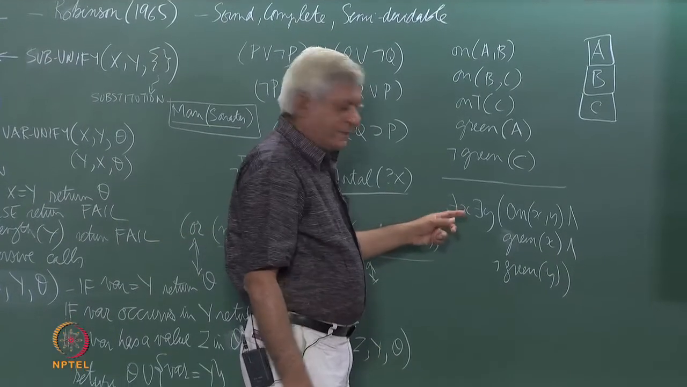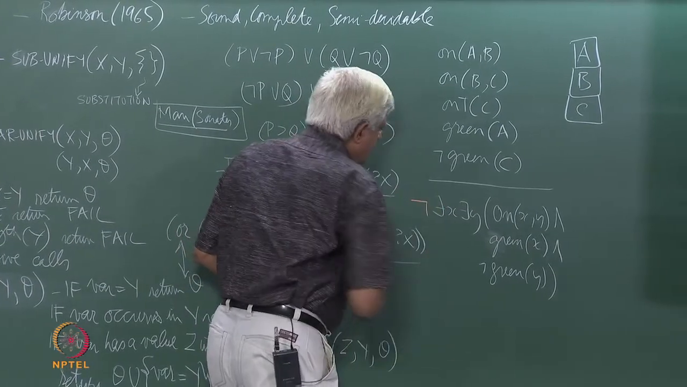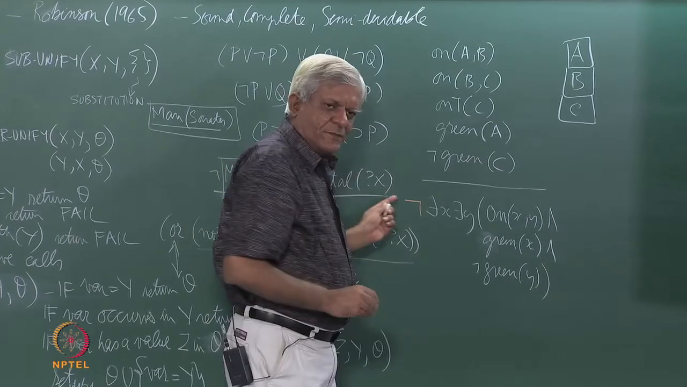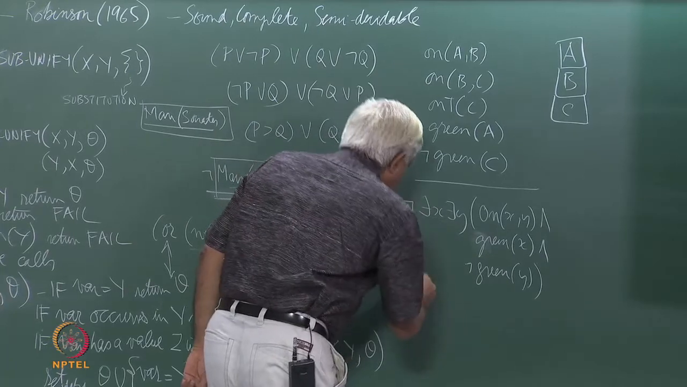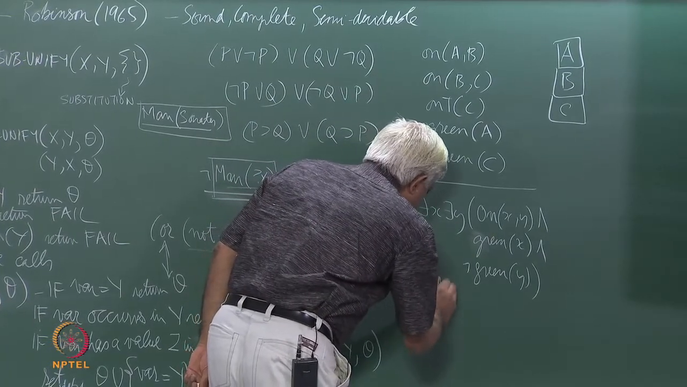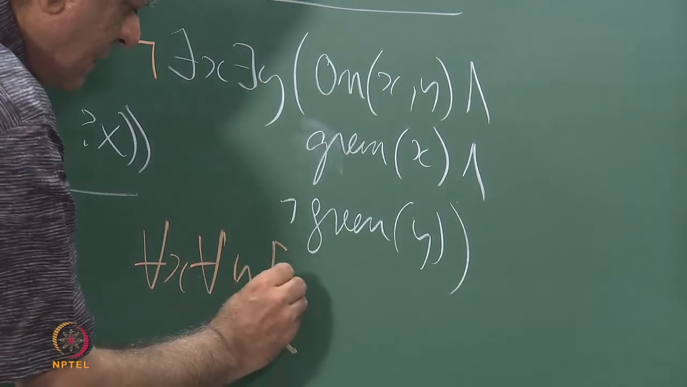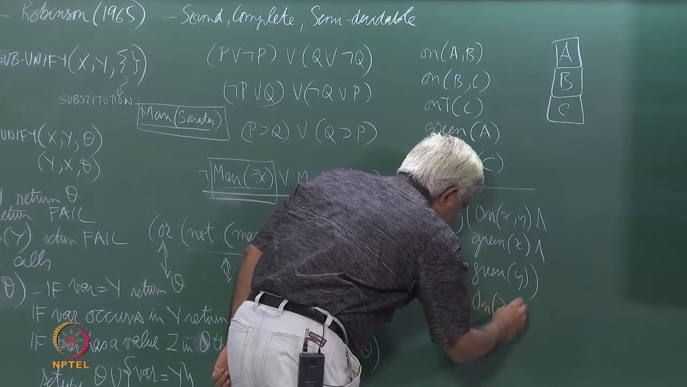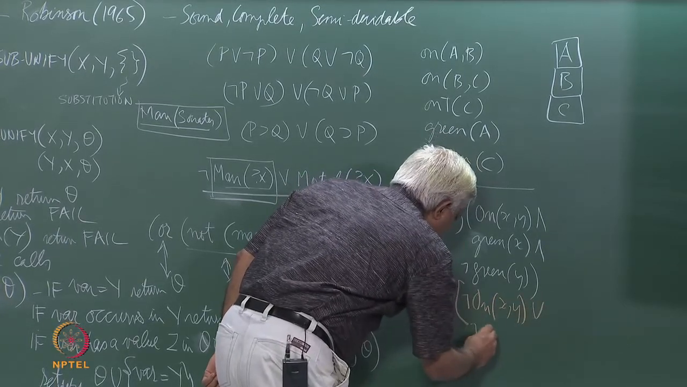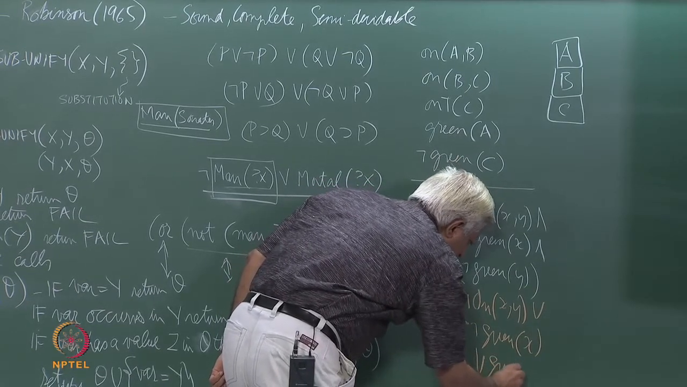So, what is the negation of that? If I put a negation sign outside here, I will have to push the negation sign inside because I have to convert it into this clause form. So, this will become for all x, for all y, not on x y or not green x or green y.